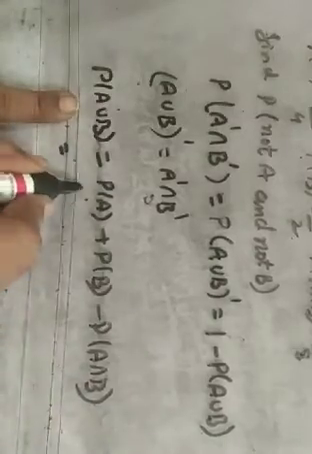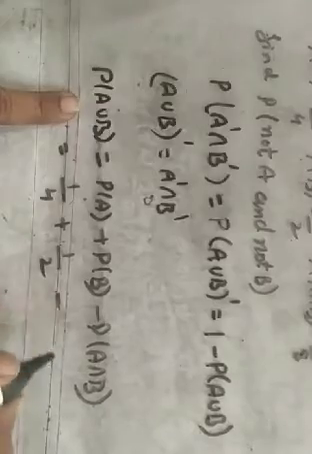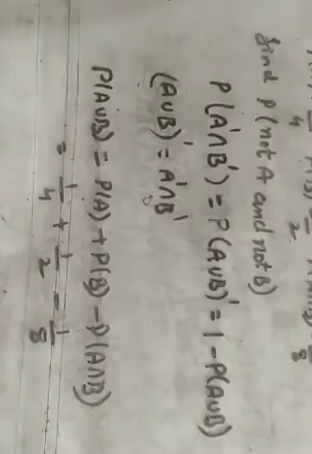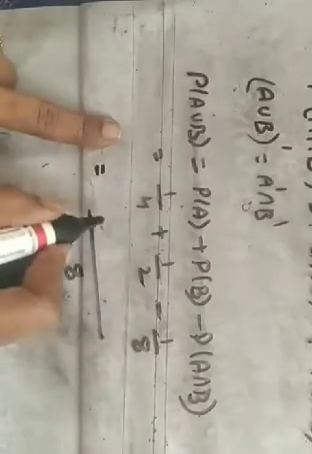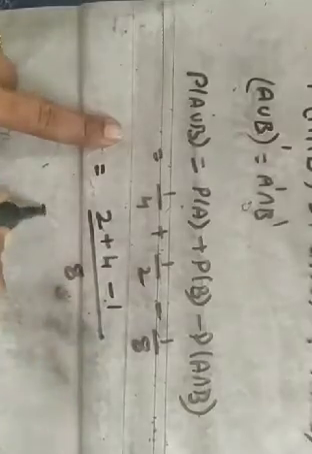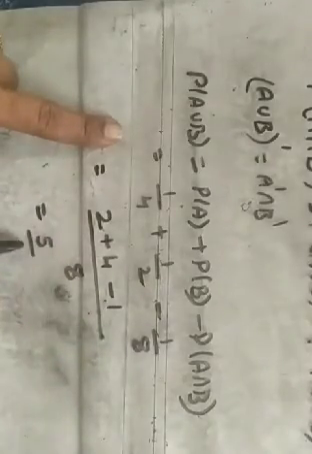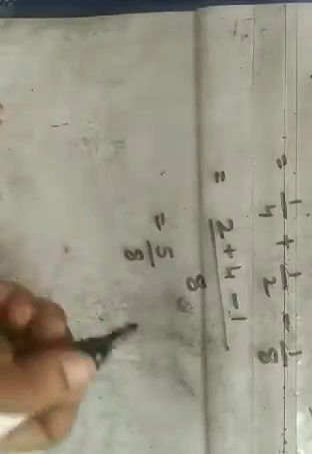P of A is 1 by 4. P of B is 1 by 2. Intersection is 1 by 8, which is equal to 2 minus 1 by 8... that is 6 minus 1, which is 5 by 8. What is the union? That is 5 by 8.